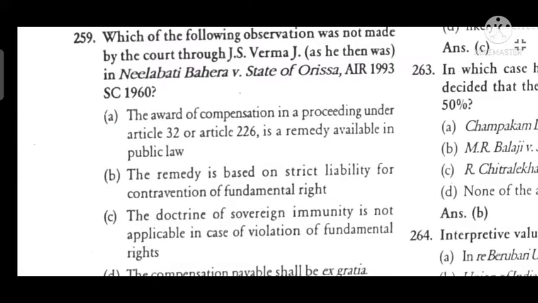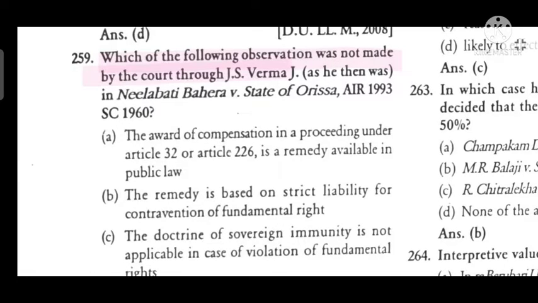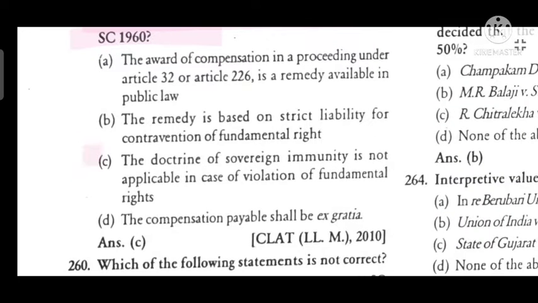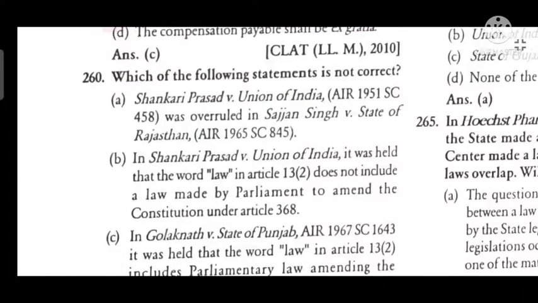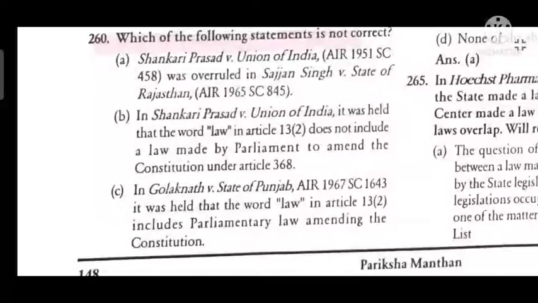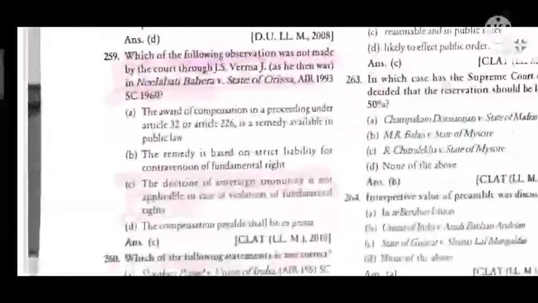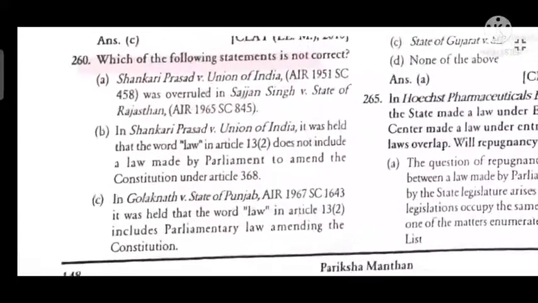Which one of the following observations was not made by the court through J.S. Verma in Nilabati Behera versus State of Orissa 1993? Doctrine of sovereign immunity is not applicable in the case of violation of fundamental right. Which one of the following statements is not correct? A is not correct.